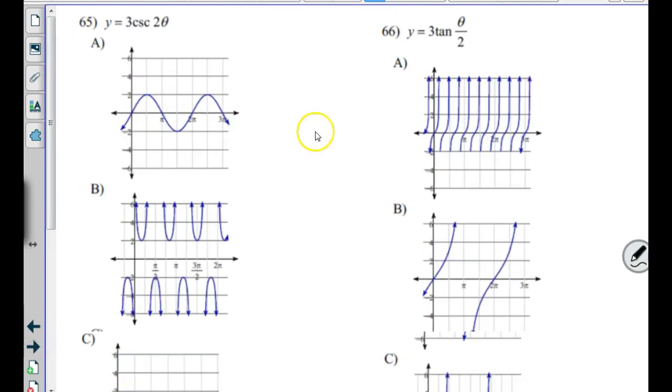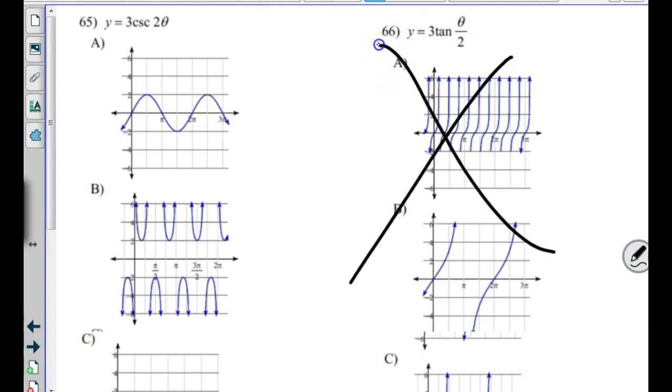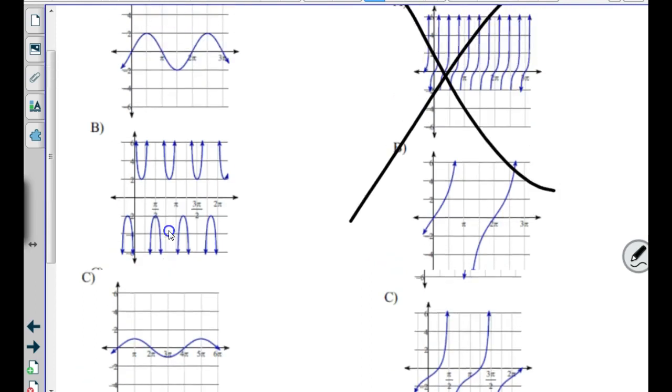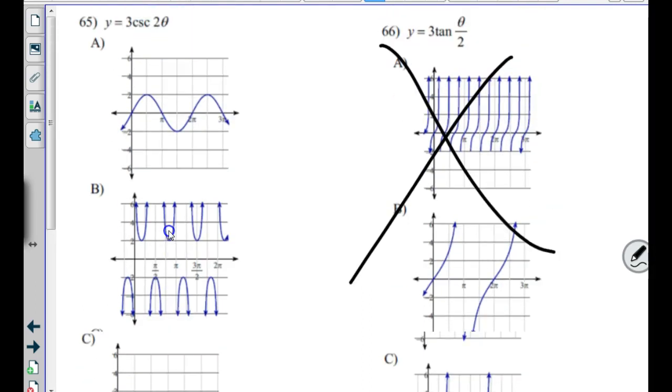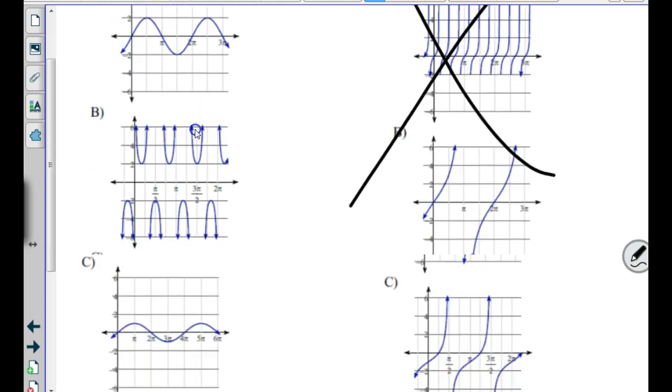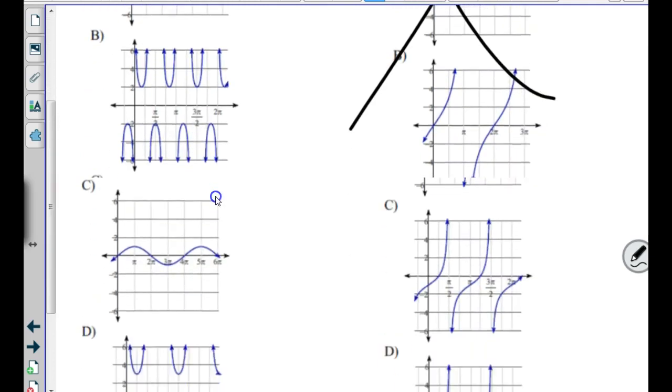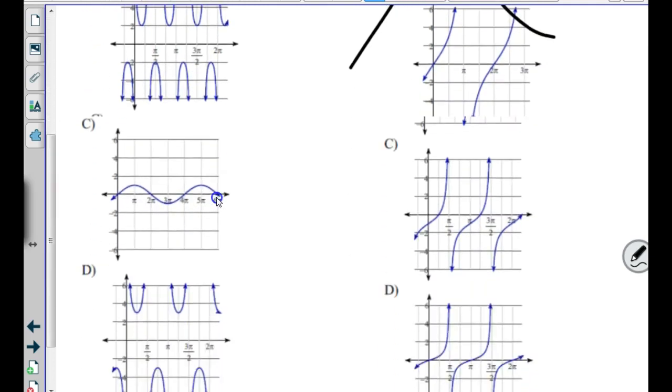I would cross off 66. There's not a tangent one on there, so I don't want you to worry about that one. You could definitely practice 65. Anybody pick which one's 65 right now? It's cosecant, so it's not A or C, right? The amplitude is supposed to be 3, so I'm thinking it's D, yeah.